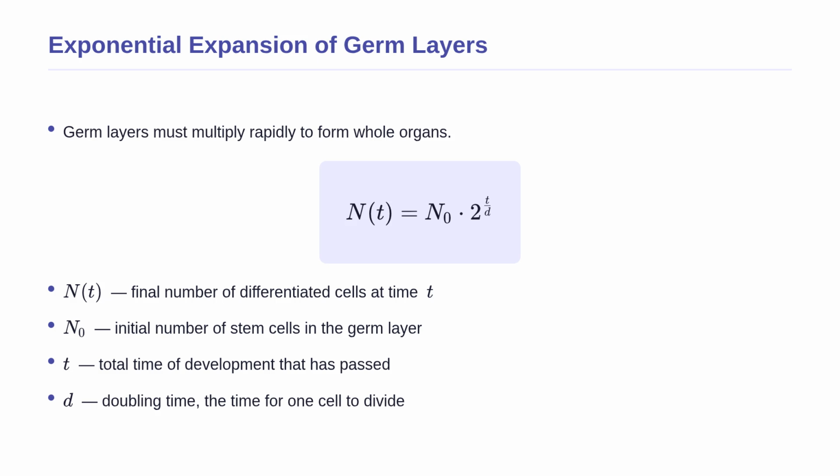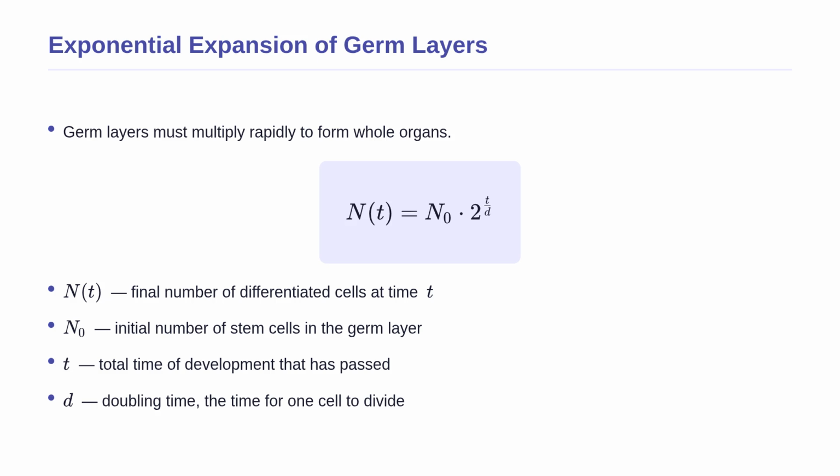Embryonic cells grow via mitosis, dividing from 1 into 2, 2 into 4, and so on. We model this using the exponential growth formula. N of t represents the final number of cells. N0 is the initial number of stem cells we start with. The variable t is the total developmental time elapsed, and d is the doubling time.